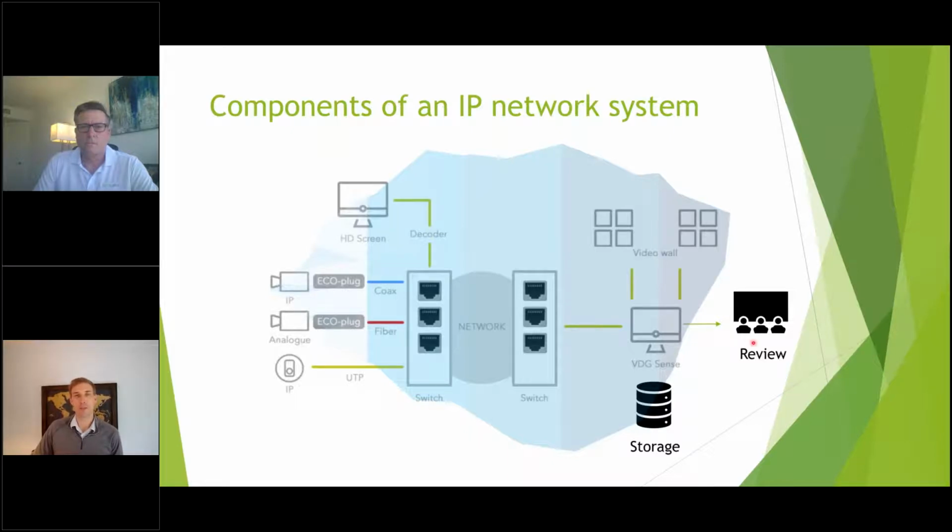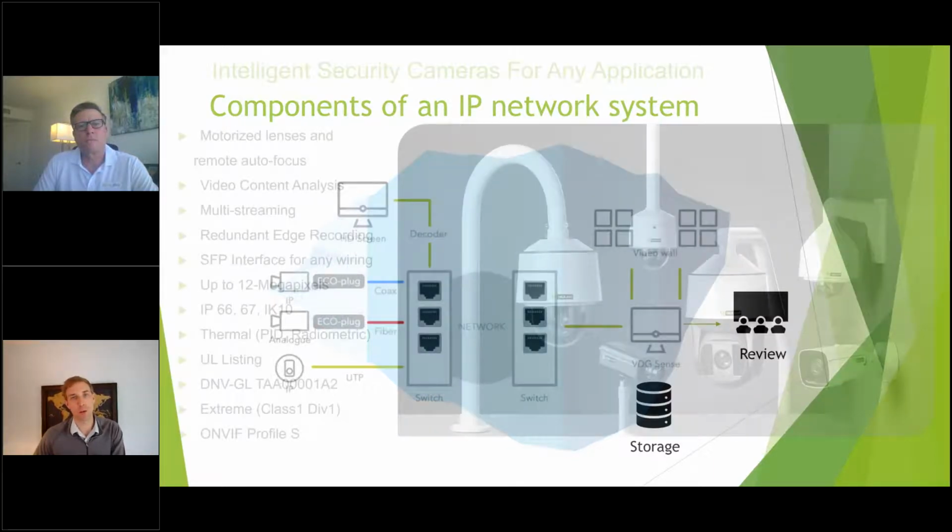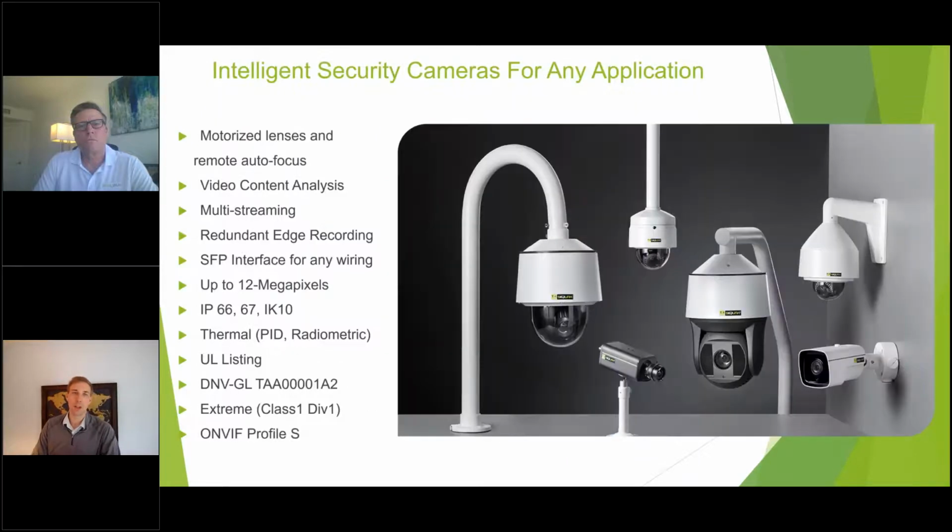So, I like to think of the VDG Sense, the VMS, as the brain of the whole picture, and the camera is essentially the eyeballs of that, which brings me into, let's talk about those eyeballs now. So, John, if you don't mind walking us through, what are some things to look at when we're evaluating hardware? What are some features of cameras that can really be beneficial out in the field?